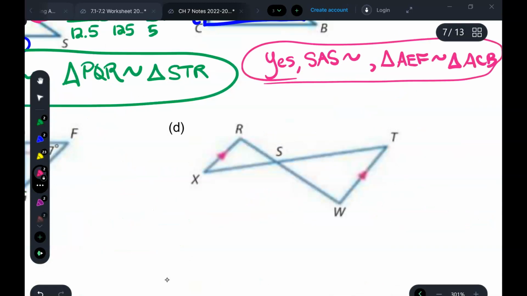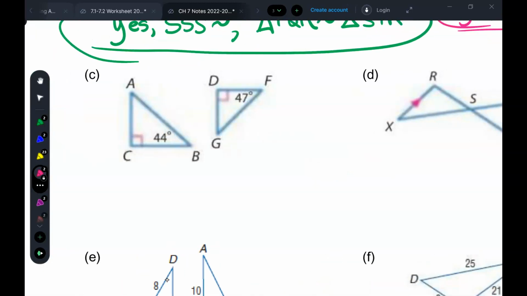Okay, next one. Well, this one's AA. All right, hold on, wait a minute. No. Let's find the missing angle measure. So far, we only have one pair. But if this is 44, what's this angle at the top have to be? 47. Wait. Don't they have to add up to 180? 46.